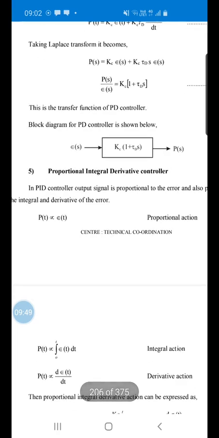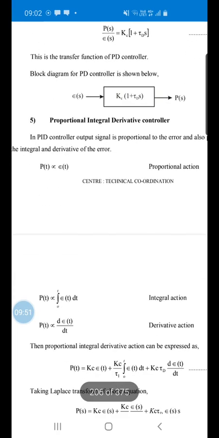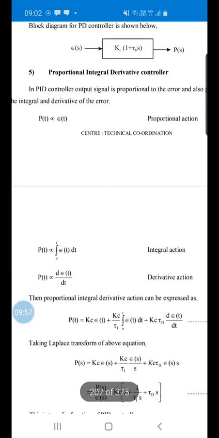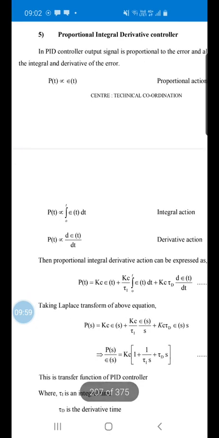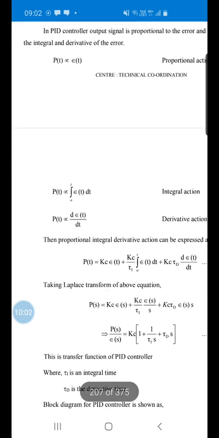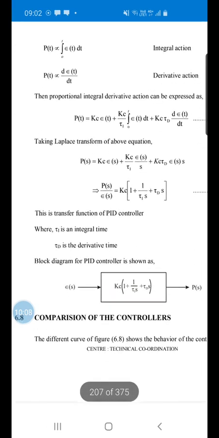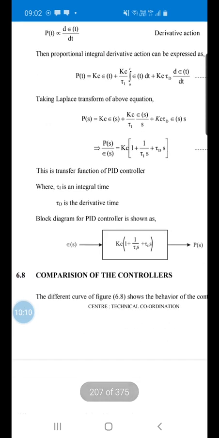Now the last type will be the proportional integral derivative type of controller. So in this, along with the proportional action, the integral and derivative actions are also added to the controller. So these are the three actions shown. You can combine these three actions and you can find out its Laplace. The Laplace will be P of s by epsilon of s is equal to Kc into bracket 1 plus 1 upon tau I s plus tau d s.